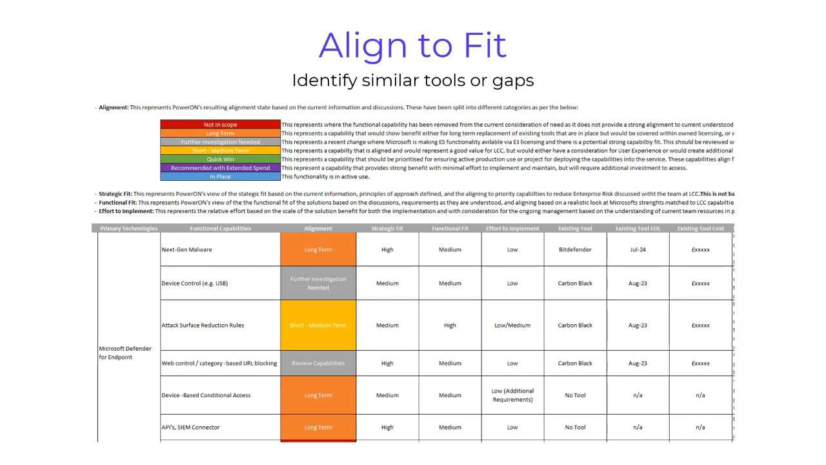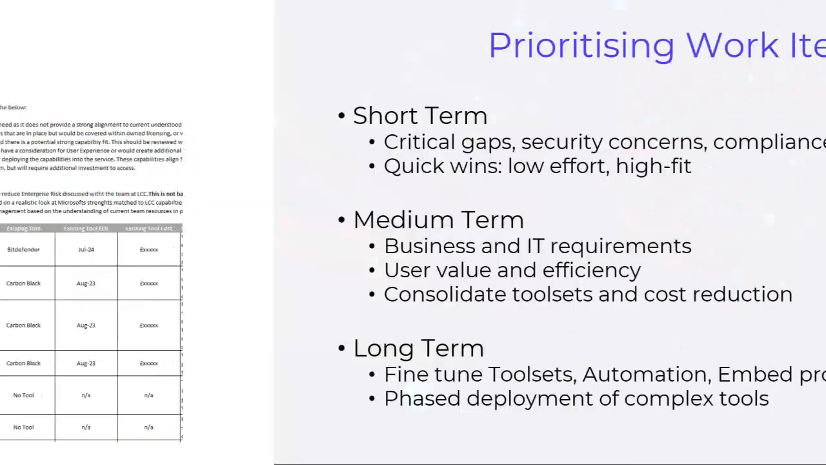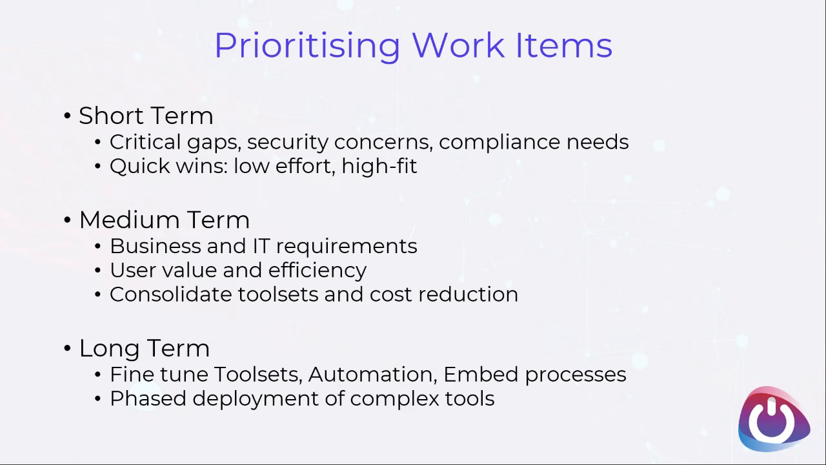Okay, so the next stage of this is to start thinking about prioritizing these. As Phil said, there are a number of elements with prioritizing these that we just break into nice and easy short term. So these could be critical gaps, security concerns, compliance needs, right? So for us, those obviously come first, and outside of those, anything that we see as low effort and high fit, we think it's a quick win. So if it's fairly quick to implement, why wouldn't you do it?